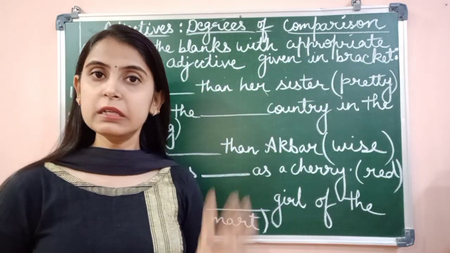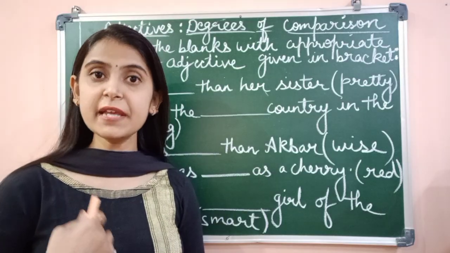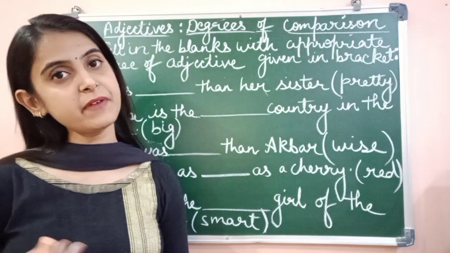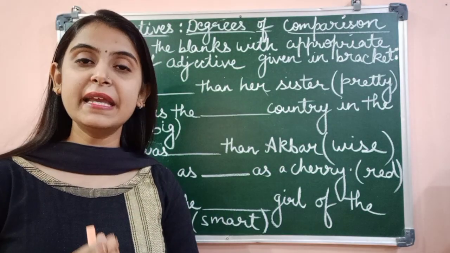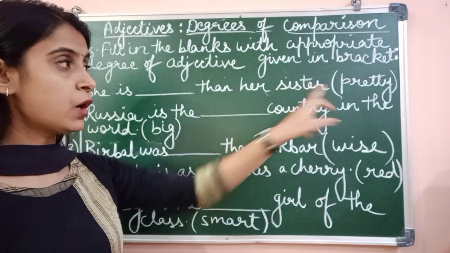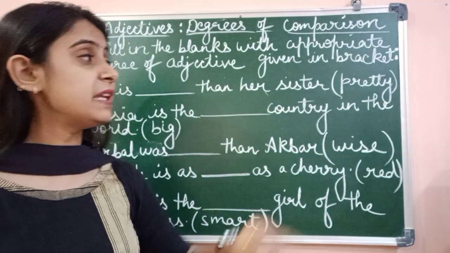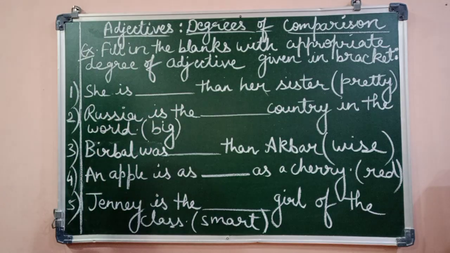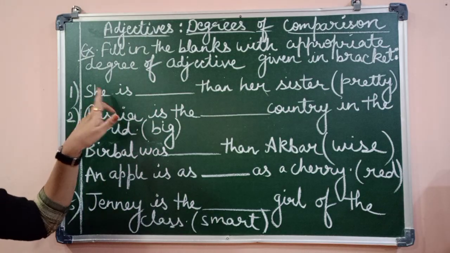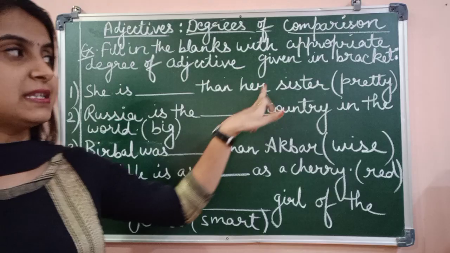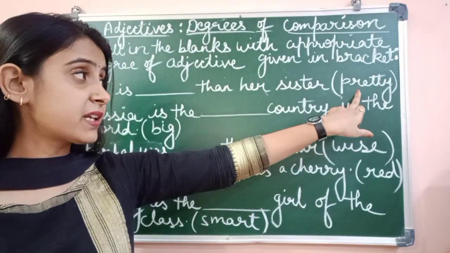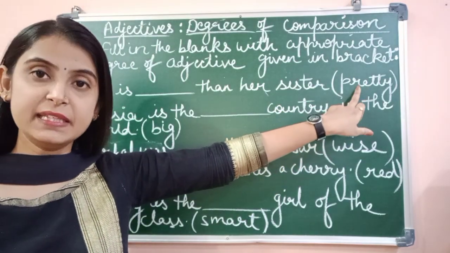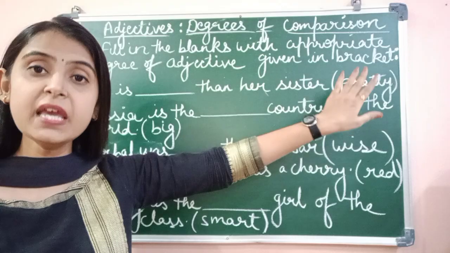Now we have already learned 4 rules of changing positive degree to comparative and superlative. So keeping in mind those 4 rules, we are going to fill in the appropriate degree of the adjective that is given in the bracket. Now first sentence says, she is dash than her sister. And the adjective that you have to use is pretty. The degree of adjective pretty has to be used.